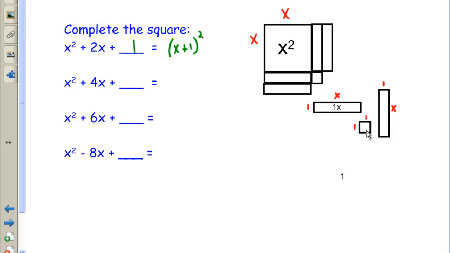Ugh, alright, I don't like that one. Whoops. Let's grab another 1. And another 1. And how many did it take for us to complete this square? Yes, you are right, it took 4. Now look at the new dimensions of this square. X plus 2 on the width and x plus 2 on the length. How about that? X plus 2, the quantity squared.